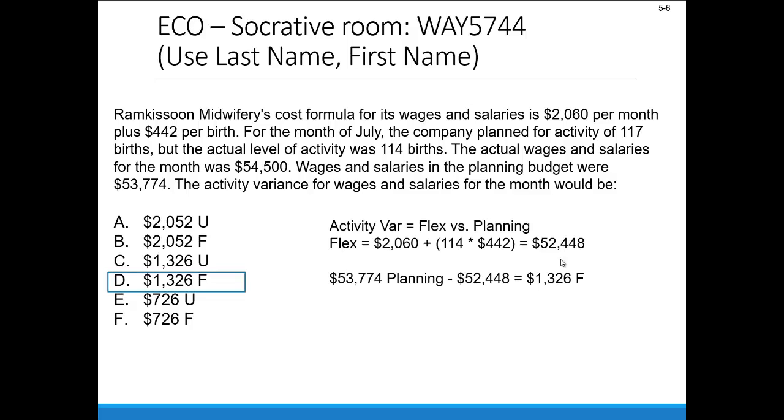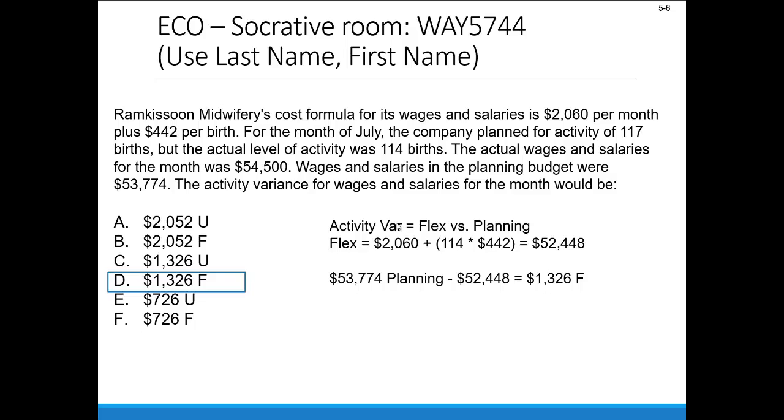So our answer there is D, $1,326 favorable activity variance. Remember, activity variance is coming about because of a difference in our planned level of activity, in this case the 117 births, versus our actual level of activity, 114 births. Now, our actual level of activity was lower than our planned level, so we can know right off the bat that any activity variance for an expense item is going to be favorable, right? Costs should be lower, assuming they move with volume or activity in some way, if our actual level of activity was lower than expected. So let's figure out what that number is here or solve for it.